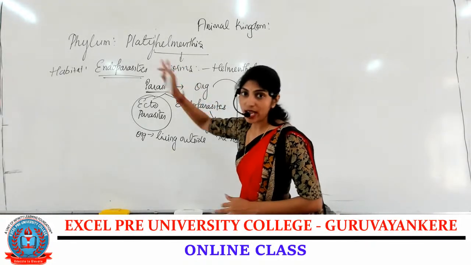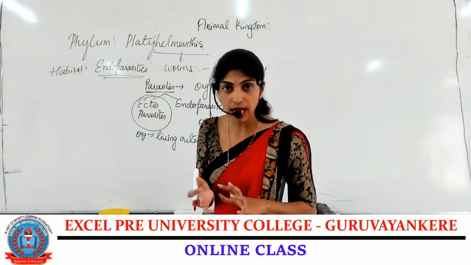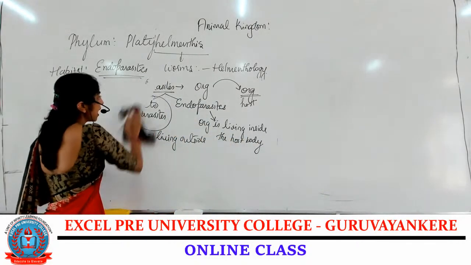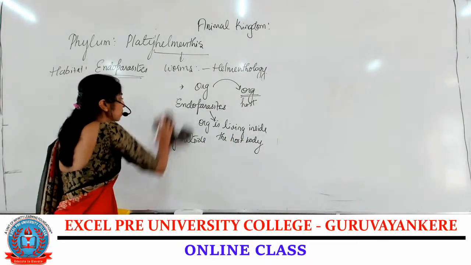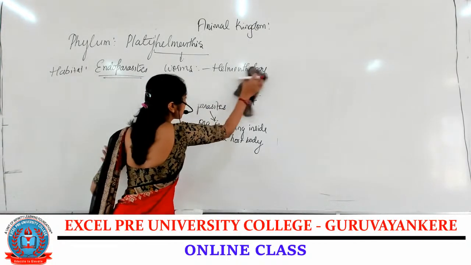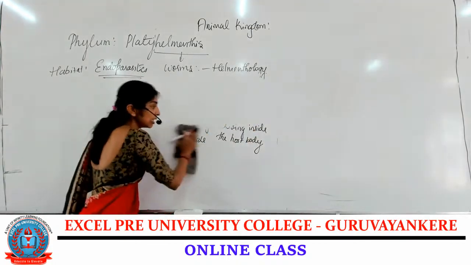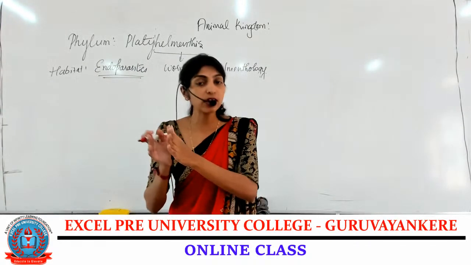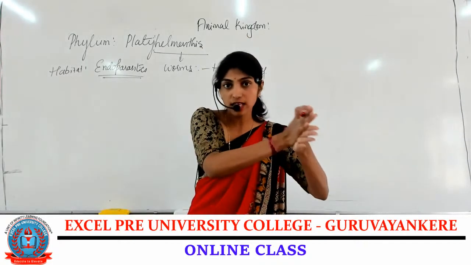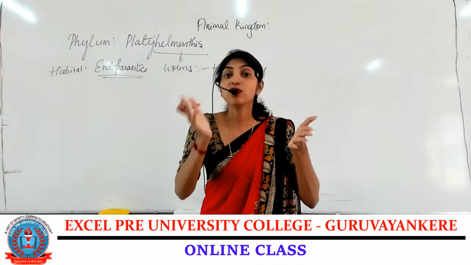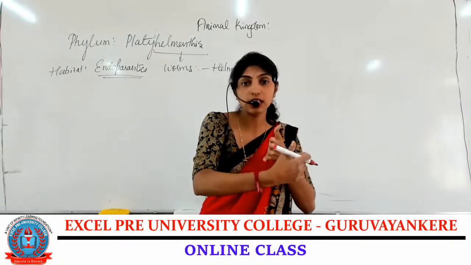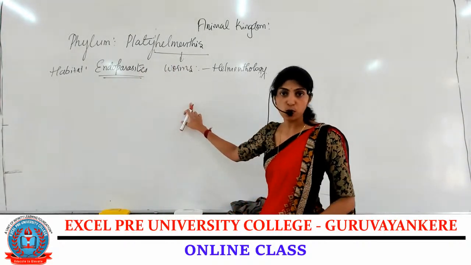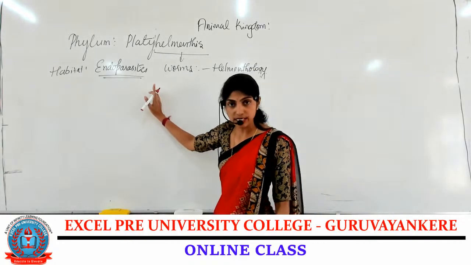Coming to Platyhelminthes, we are speaking about their habitat. What type of habitat do they have? They are endoparasites. What is the meaning of endoparasite? The organism depends on the host body. There is an organism, and that organism is depending on another organism, the host body. Where are they living, inside or outside? Since they are endoparasites, they live inside the host body. This is their habitat.